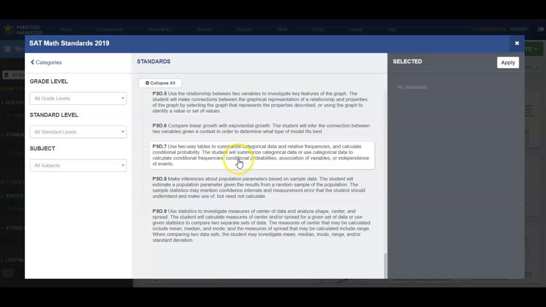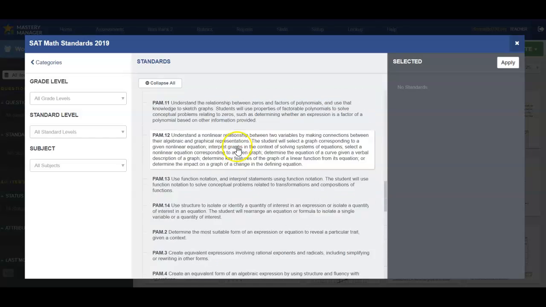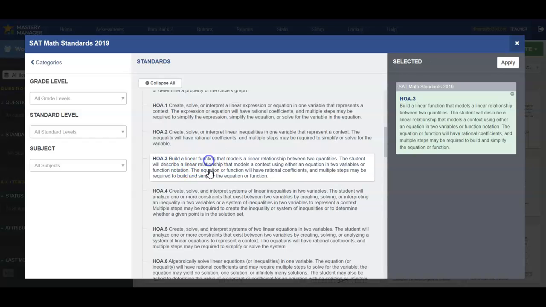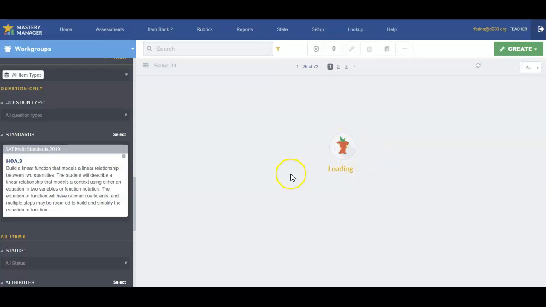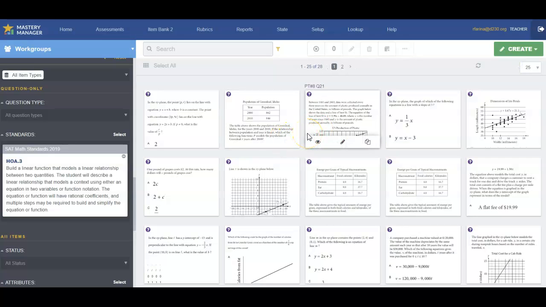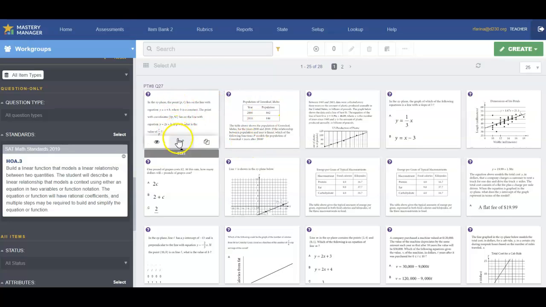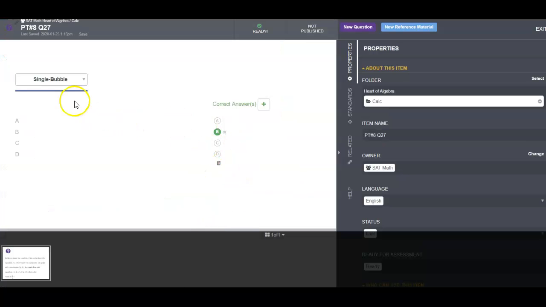So if a teacher wanted to find a question on linear functions, they want all the questions linked to this standard, I went ahead and linked every question to a standard. Now it takes all of the questions that are linked to that standard and separates them. So a teacher can now look at what questions they want to include.